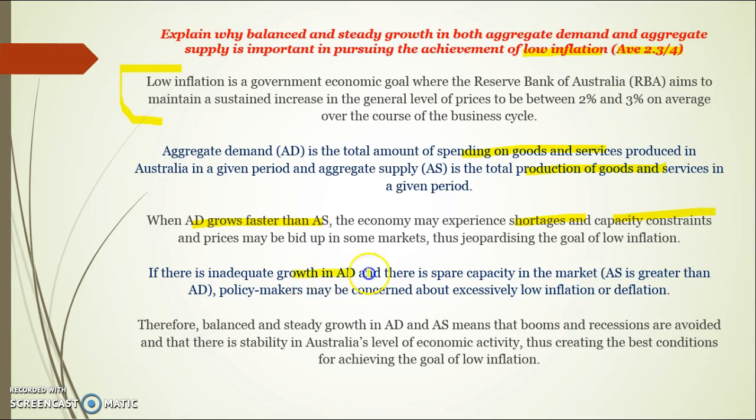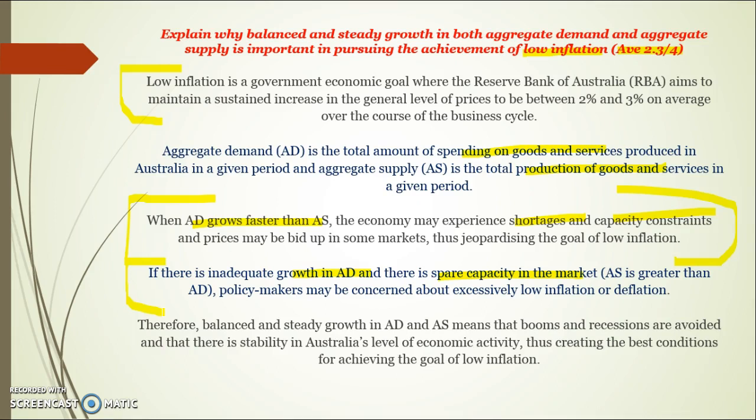If there's an inadequate growth in aggregate demand, so there's weak aggregate demand, there's likely to be excessive spare capacity as supply outweighs demand, and that could cause lower inflation or deflation as well. So most people in this question would talk about why it's important to boost supply to meet demand, but it's also important to recognise that it's important to keep demand high so that we don't have excess supply.